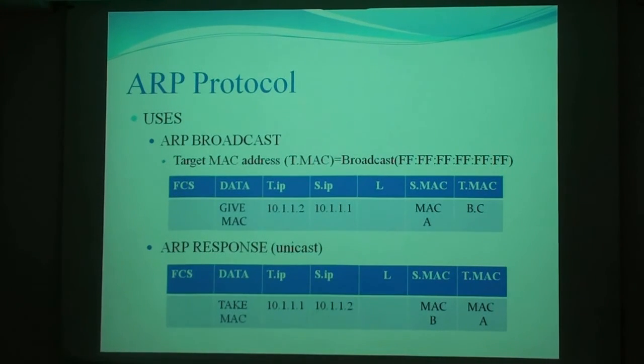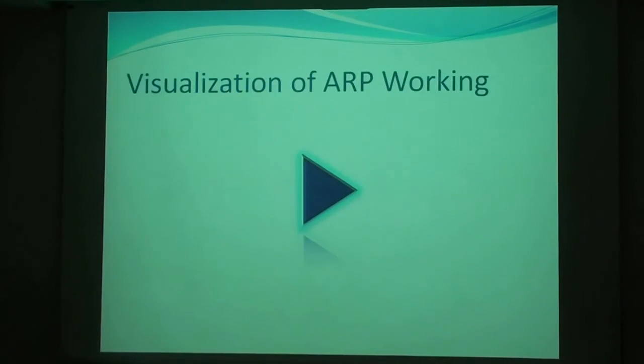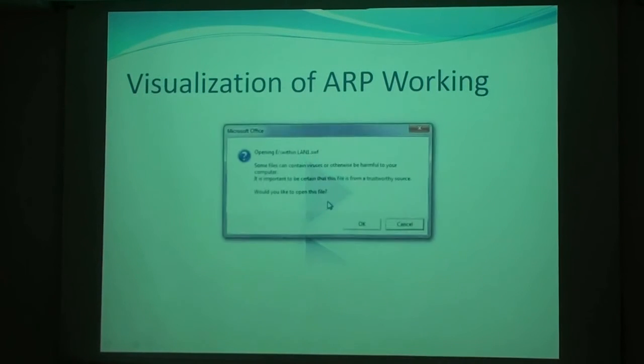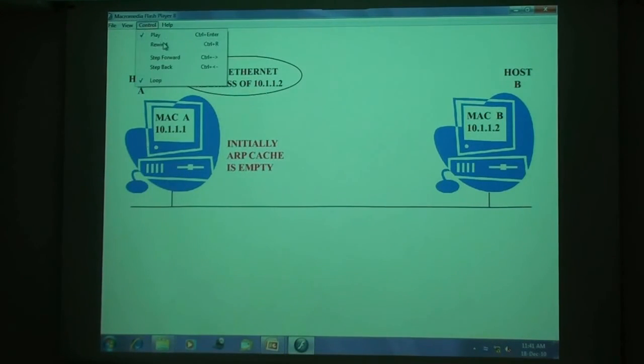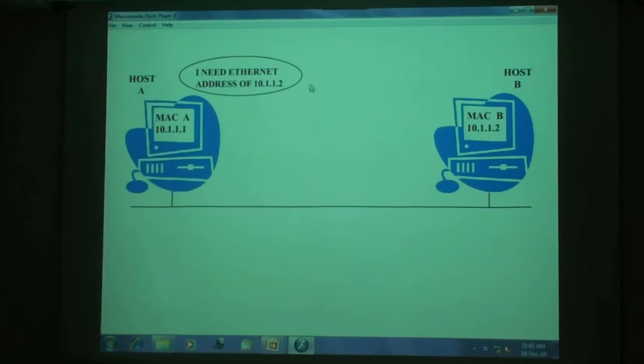To make these concepts very clear and simple, let's see a visualization of these protocols. Now in this case, host A needs the Ethernet address, that is MAC address of host B. So it broadcasts it. Initially both the ARP cache of host A and host B are empty. Now this frame is sent on LAN and it's received by all the hosts on the LAN. But they discard it because this frame is meant for host B.